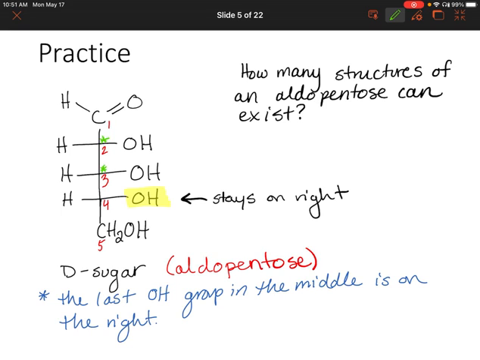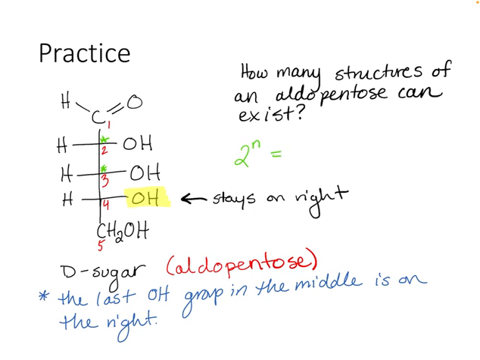So remember the rule for enantiomers. You can take 2 to the n, where n is the number of stereocenters. So here we have 2 stereocenters that can change. The last one on carbon 4 will just stay the same since it's a D sugar. So we have 2 to the 2. So that means we have 4 possible structures for this aldopentose. And you can do this for other sugars as well.